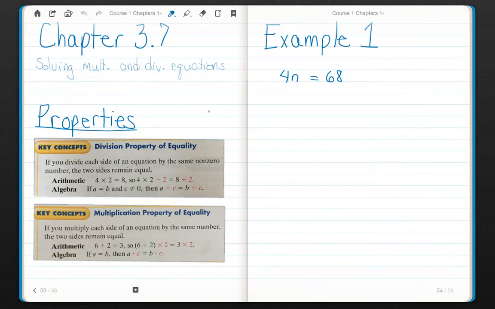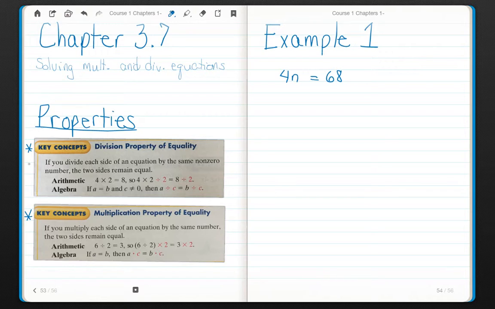Chapter 3.7, Solving Multiplication and Division Equations. So we have been working with the addition and subtraction property of equality. Today we're going to talk about the division property of equality and the multiplication property of equality. Just like addition and subtraction, whatever you do to one side of the problem, you have to do to the other.